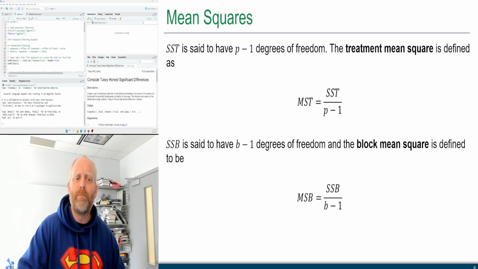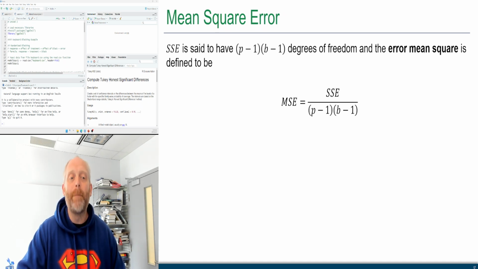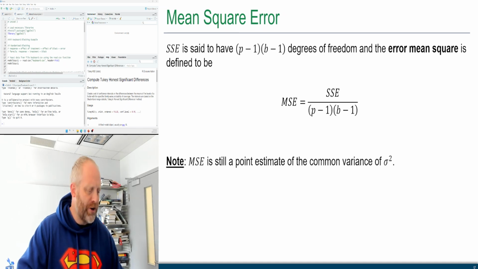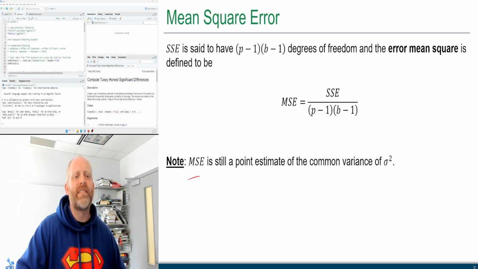Same idea for our blocks. We have B blocks in total, so B minus 1 is our degrees of freedom. The one that becomes a little bit more tricky, but not really more tricky, is the sum of squares for the error. So remember, we have a total of P times B observations that are going to be returned to us. That's going to be the number of calculations that we have. So our degrees of freedom in this case is P minus 1 times B minus 1. And just a quick note here, this MSE is still the point estimate for the common variance. So that is still our sigma squared.